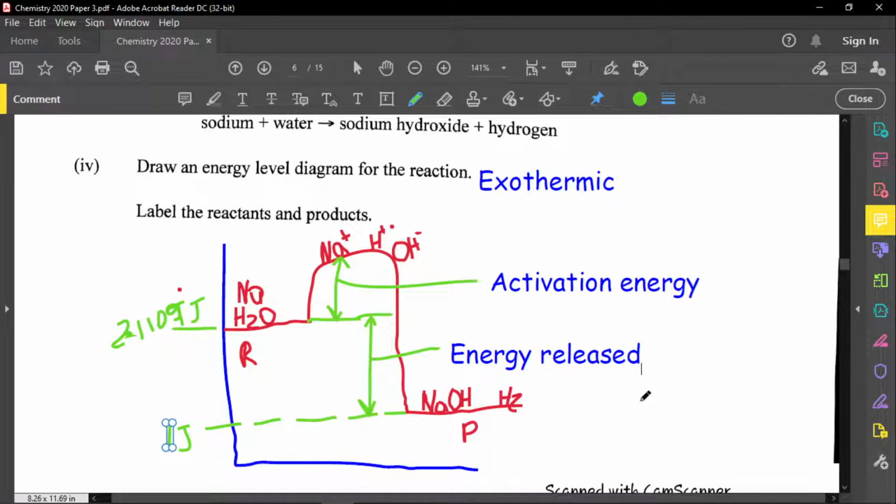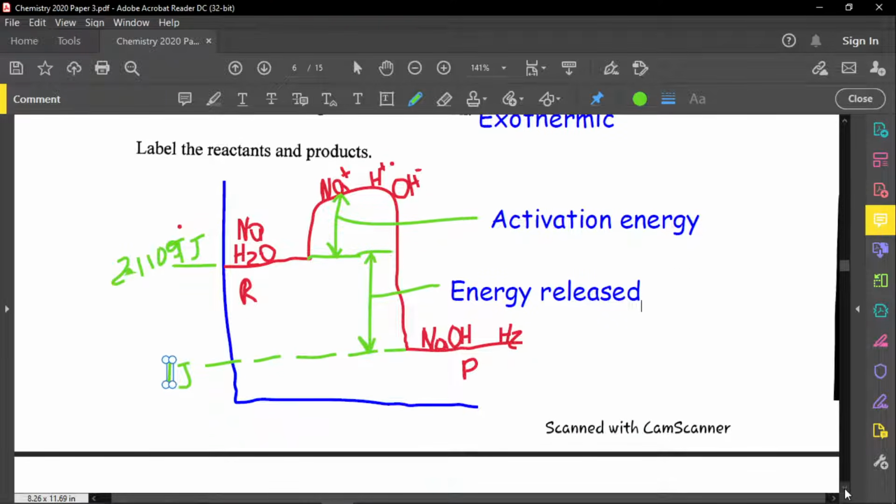Again, this is only 2 marks. You're looking for the reactants and the products. All right, and you can show your energy as well. But I just want to show you some extra stuff. All right, anyway, let's jump on to the next part of the question.